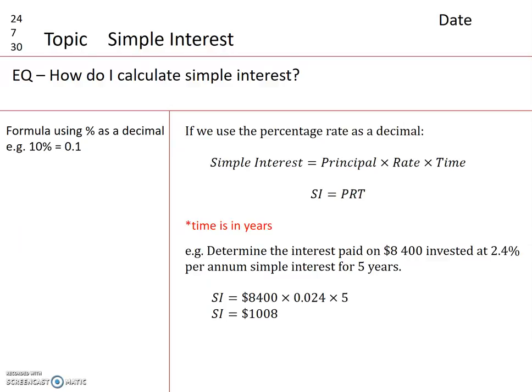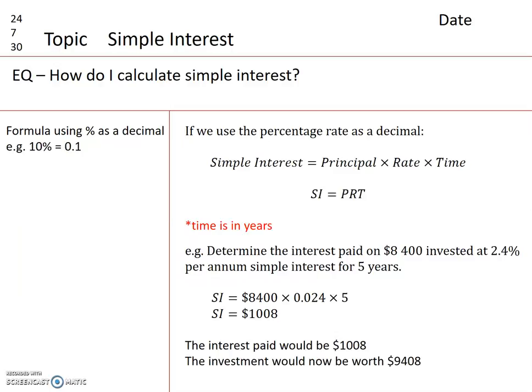Okay, so we're going to put what we know into an equation, which is $8,400 multiplied by 0.024, which is 2.4% represented as a decimal, multiplied by 5 for 5 years. So we throw that into our calculator, and we'll get $1,008. So that means that the interest paid would be $1,008, which means the investment, or your bank account, would then be worth $9,408.